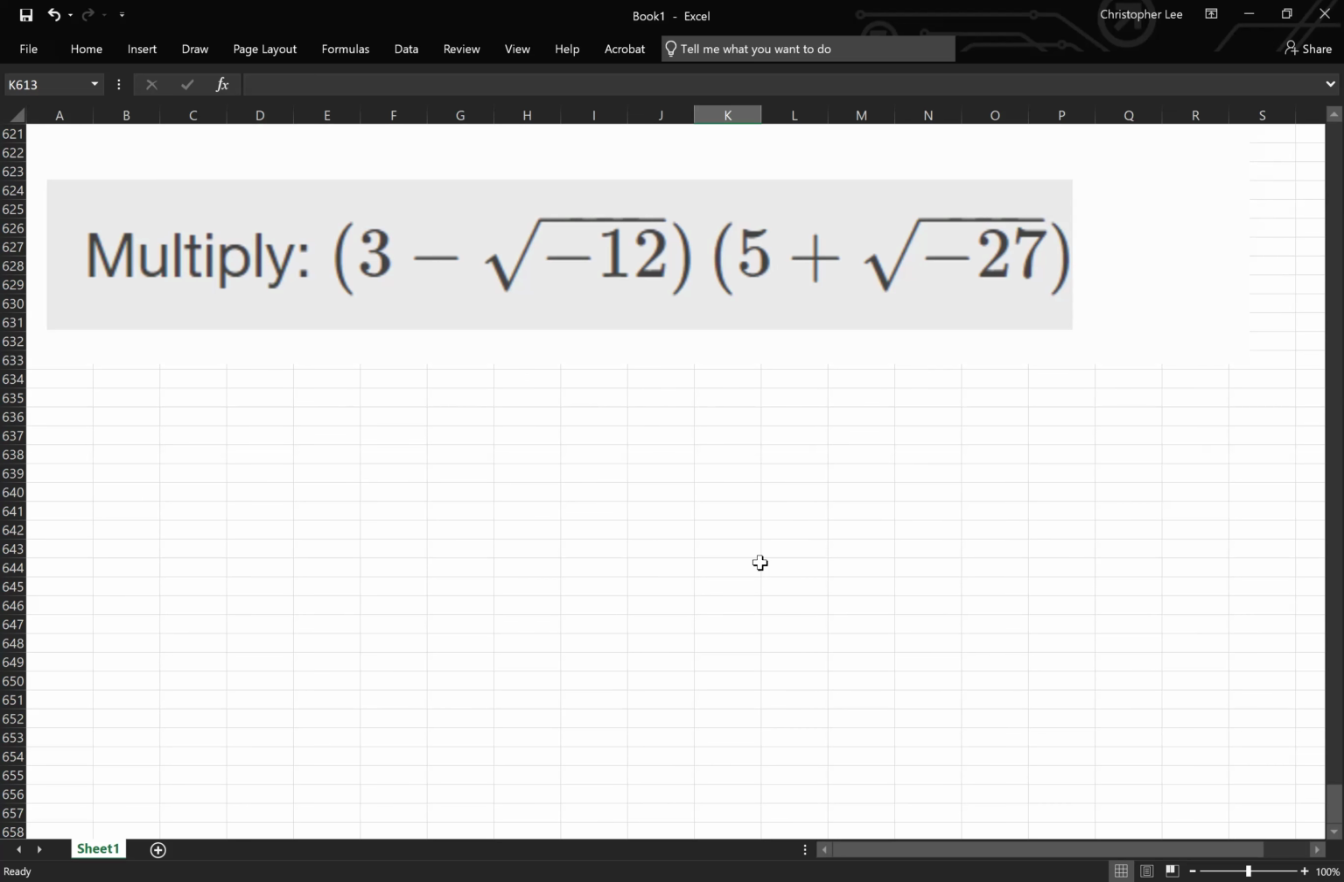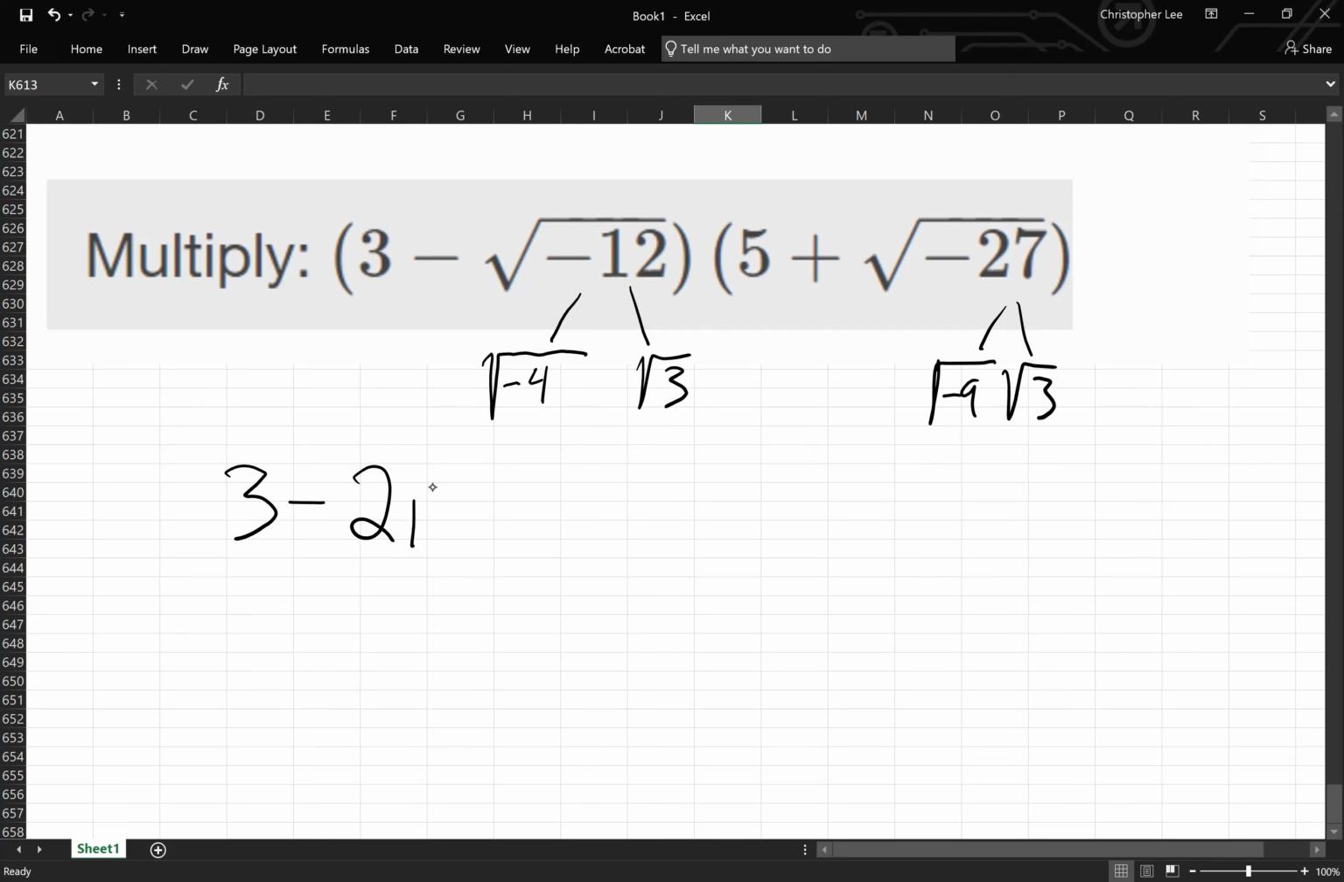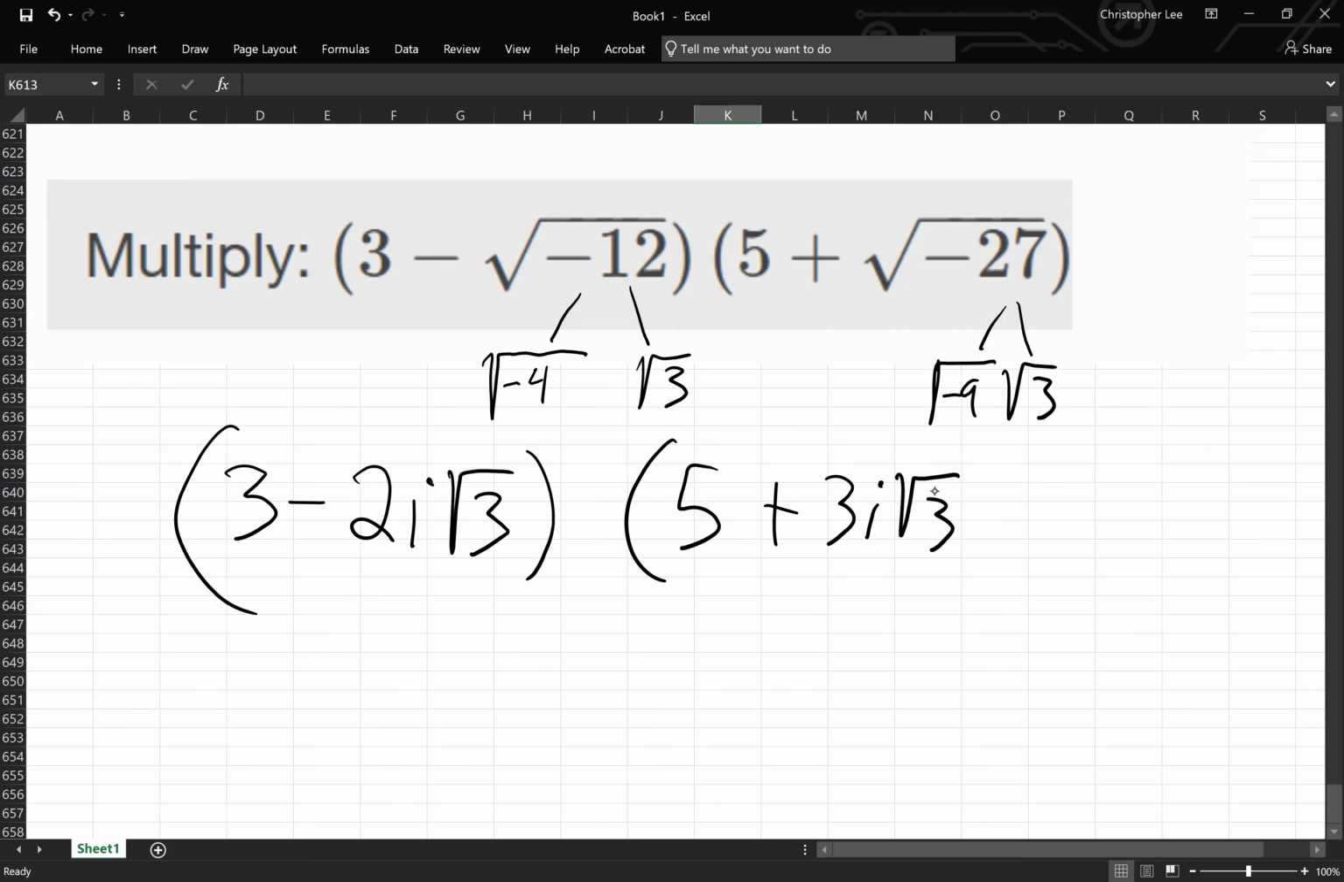All right, so let's try this out. I'm gonna simplify this. So this is gonna be what? Square root of -4 times square root 3. I'm going to simplify this: square root -9 times square root 3. This becomes what? 3 minus 2i square root 3 times 5 plus 3i square root 3. After you get this far, just distribute.